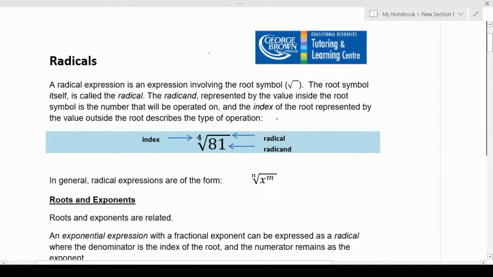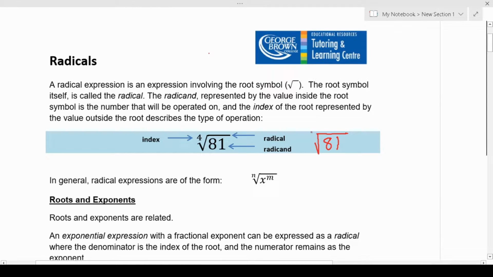To start today's video, we need to briefly review some of the terms involving radicals, because as you'll see in just a few minutes, I'm going to use these terms as I work to solve some radical expressions. First, I want to point out that the square root symbol, which looks like this, is what's called the radical. The number inside the square root symbol, and we can use 81 in this case, as you can see, is referred to as the radicand.